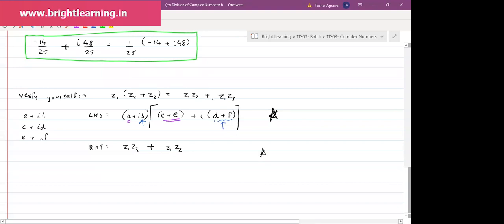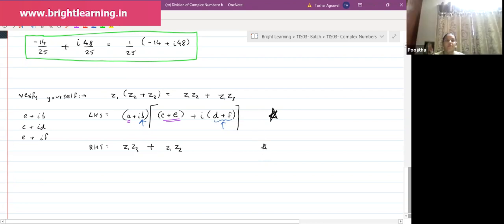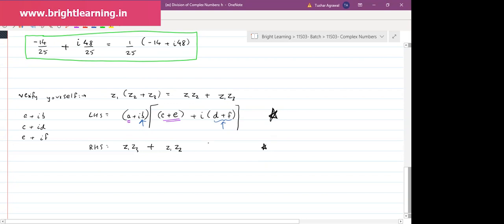One property, I leave it to you. I think you can verify it yourself. You should. It's not possible to spend so much class time on this property. If you are able to verify this property, this is the distributive law for multiplication of complex numbers.